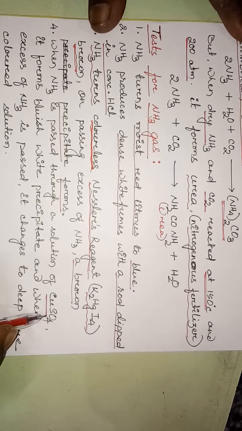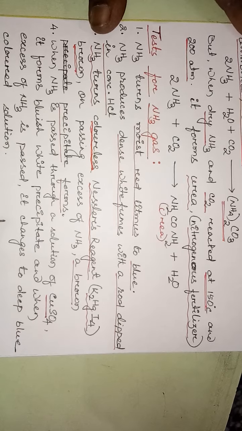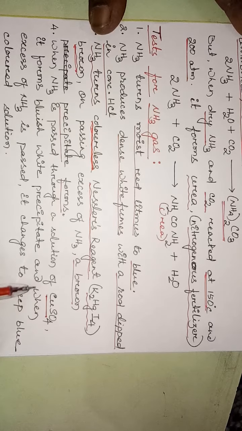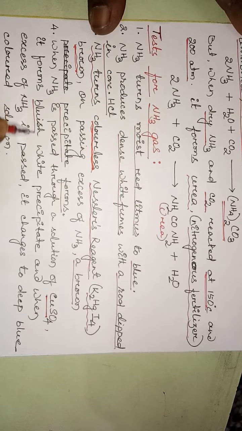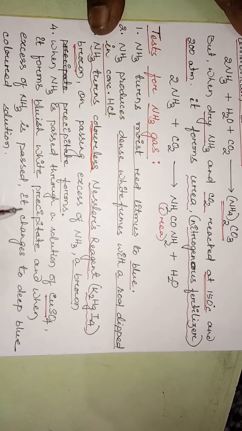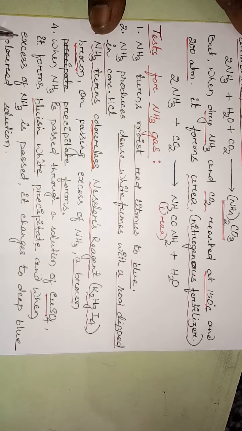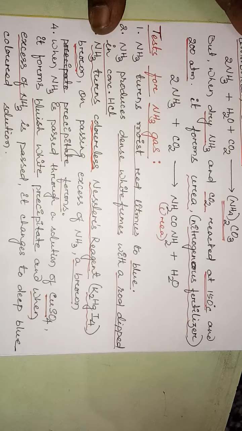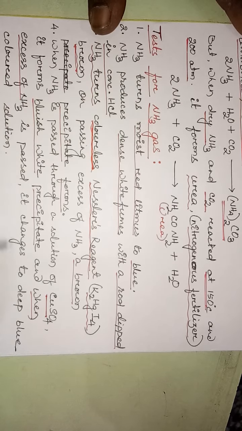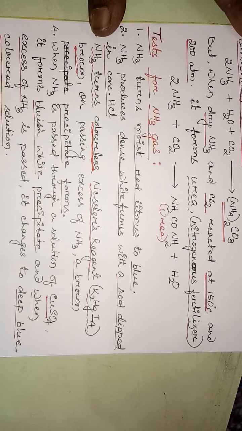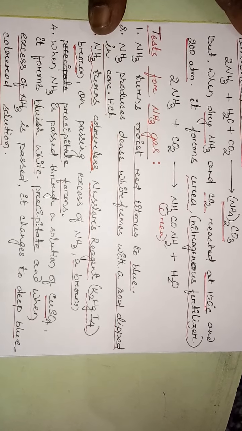Okay, next is when ammonia is passed through a copper sulfate solution. You know that in analytical chemistry, when copper sulfate solution reacts with ammonium hydroxide, it forms a bluish white precipitate. Okay, it is copper hydroxide, and when ammonium hydroxide or ammonia is passed in excess, it changes to deep blue color. Okay, it is a complex compound. Okay, thank you.